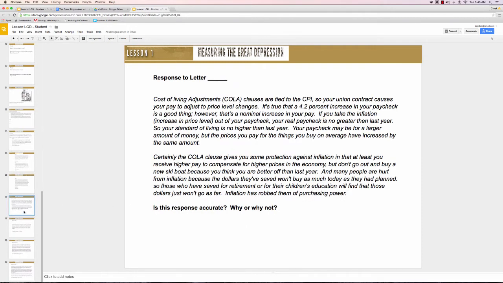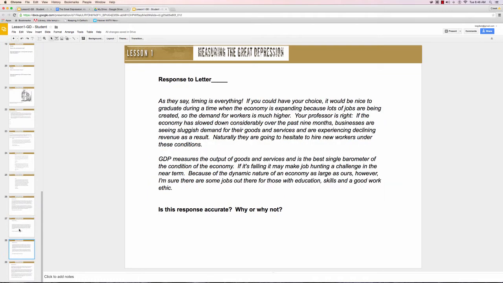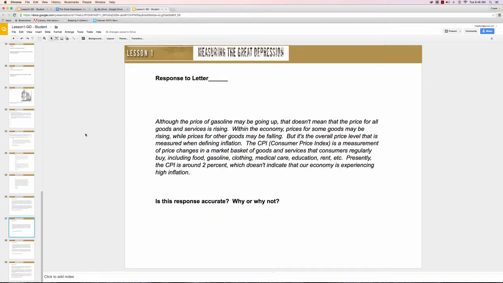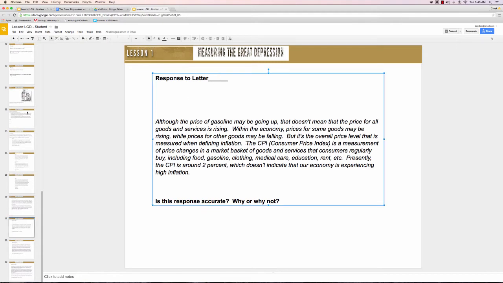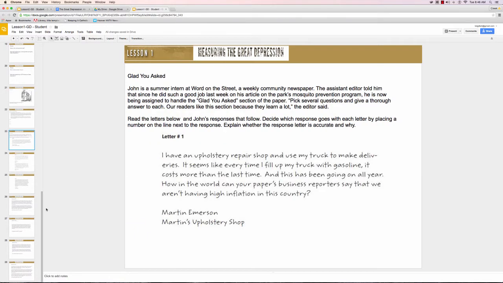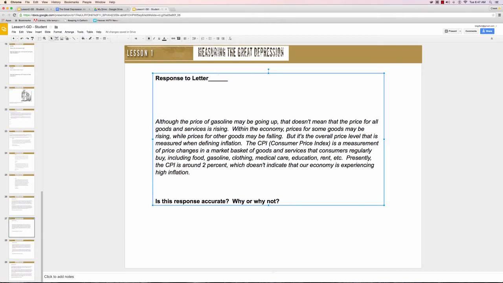You're going to scroll down and figure out which one of these letters is the appropriate one. In this case, you're going to look at this and say, okay, although the gas might be going up, it doesn't mean that the price is high. So this is going to be a response to, and you're going to find that was letter 1. So you're going to put response to letter 1. And then down here is a response, accurate, why or why not.